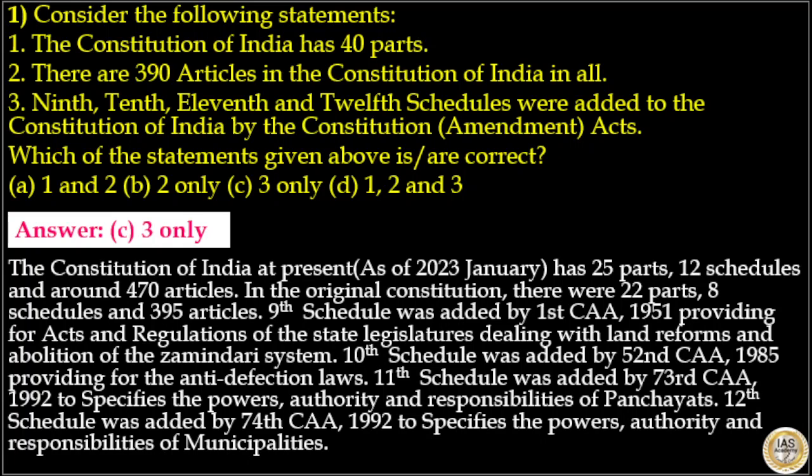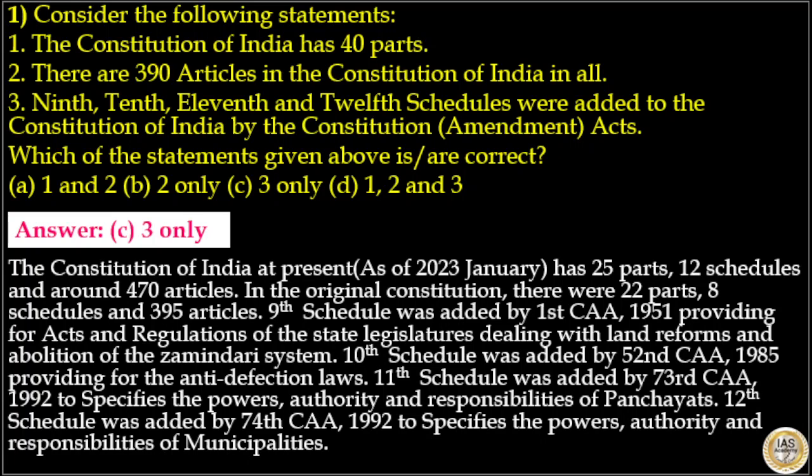The Constitution of India at present, that is as of January 2022, has 25 parts, 12 schedules and around 450 articles. In the original Constitution, there were 22 parts, 8 schedules and 395 articles. So, statements 1 and 2 are incorrect. The 9th schedule was added by the First Constitutional Amendment Act 1951, providing for acts and regulations of the state legislatures dealing with land reforms and abolition of the Zamindari system.